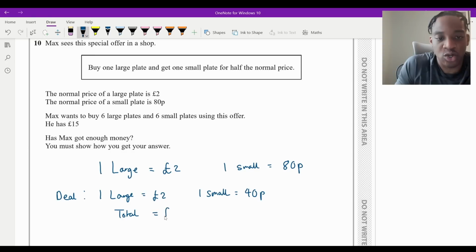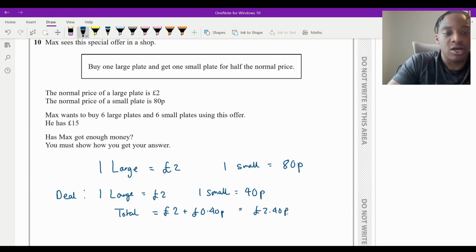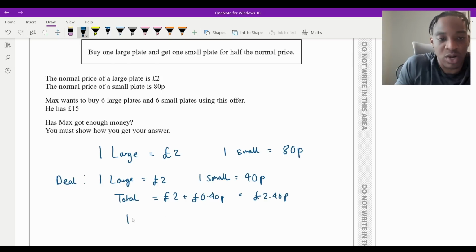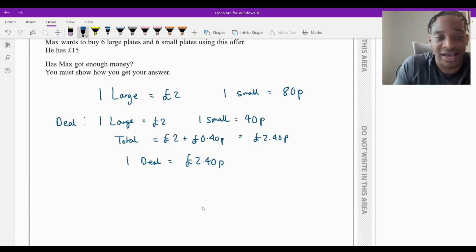Total would be just £2, right? Plus the 40 pence, which I'll write like this. And this is just going to equal £2.40. So therefore, we could say that one deal is equal to £2.40. And we know that Max wants 6 of this. So to work out how much it will cost Max, we just need to multiply this by 6. I'm going to write 6 deals will just be equal to 6 times the £2.40.